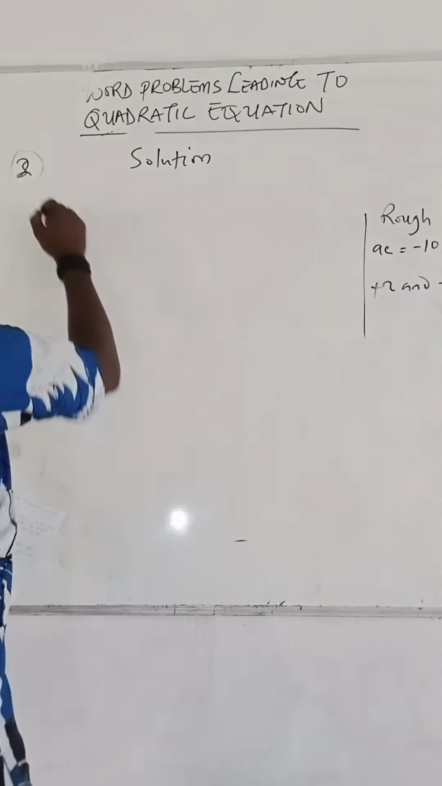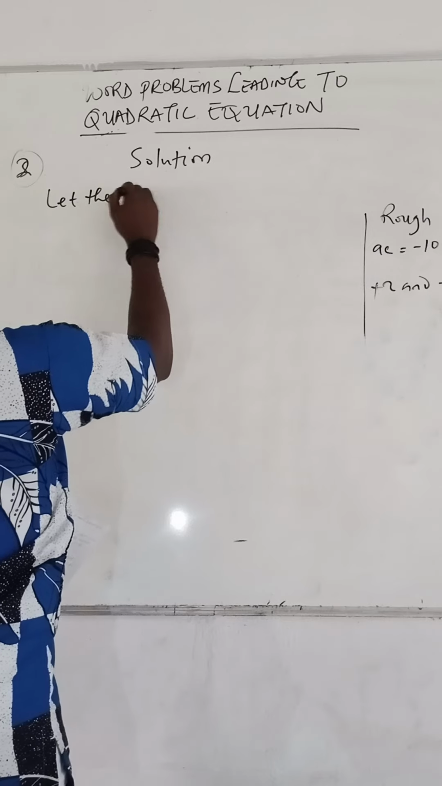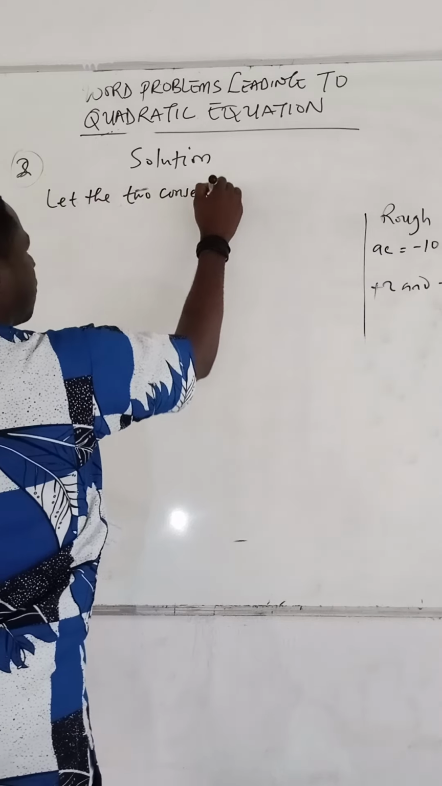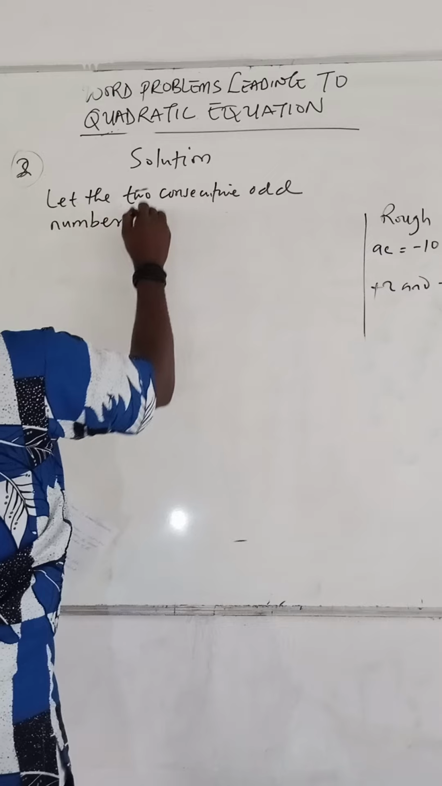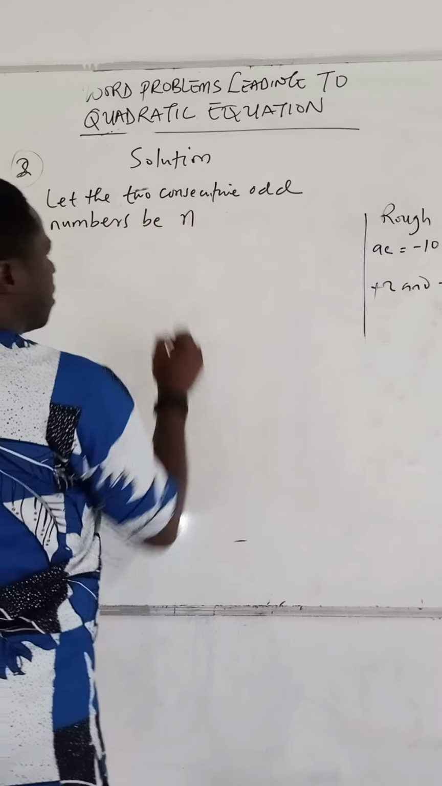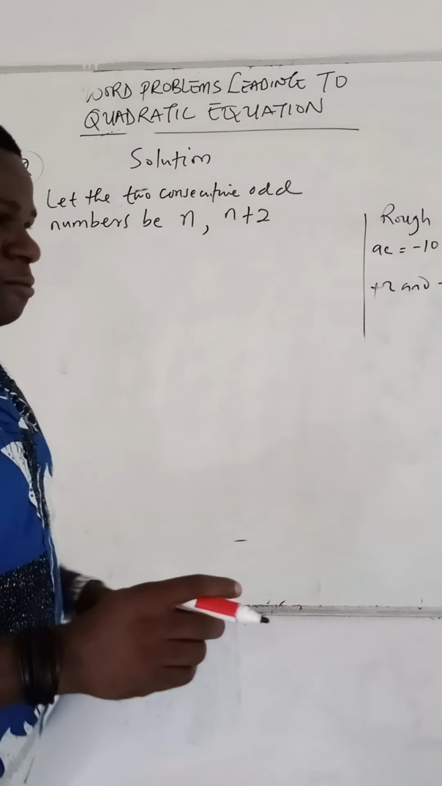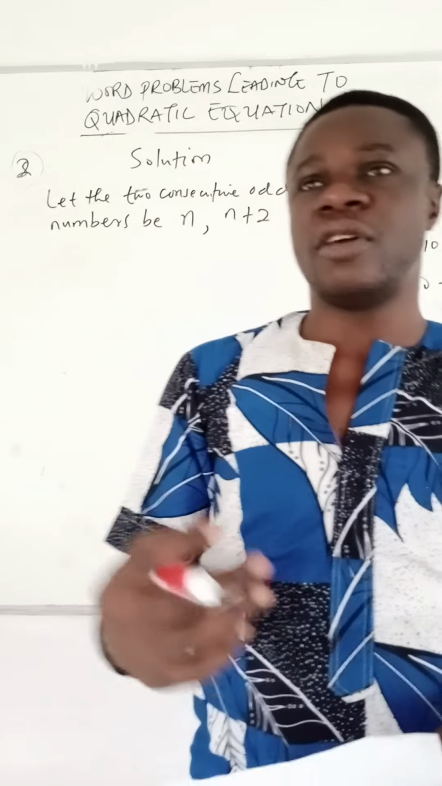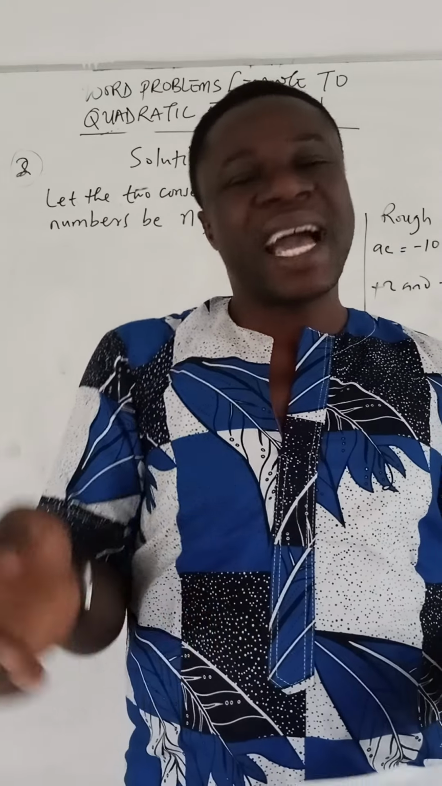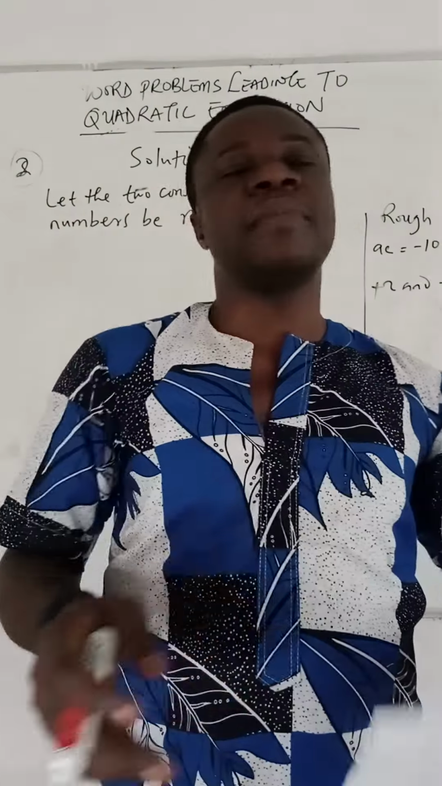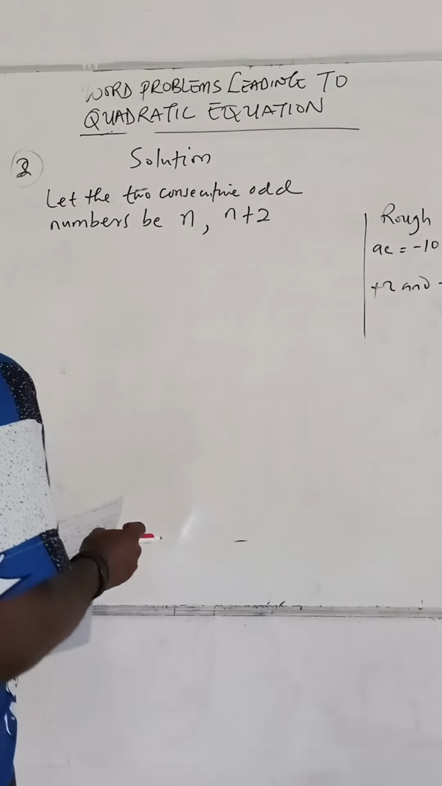So if you say let the two consecutive odd numbers be, let's say, n, the second one will be n plus 2, because each odd number differs from the preceding one by 2. That is why we have 2 here.